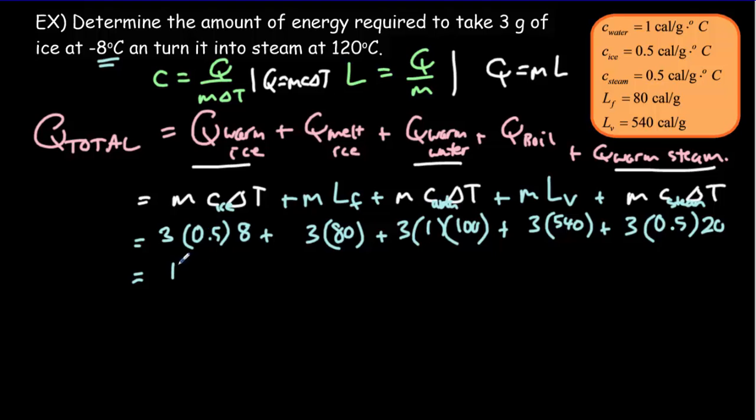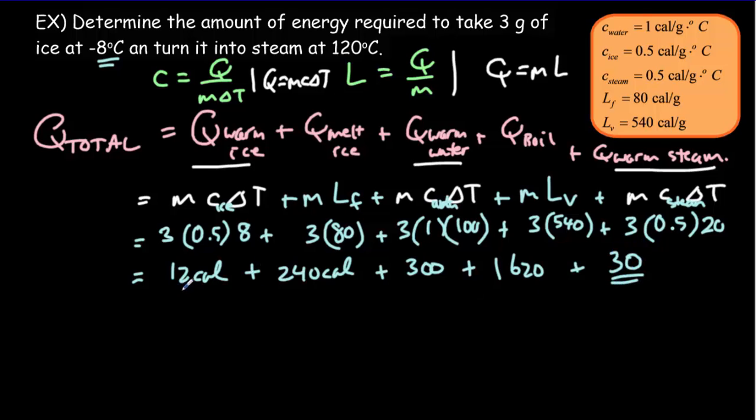This first term is going to come out to be 12 calories. Second term, 240 calories. Third term, 300 calories. Next term is very big. It's going to be 3 times 540, or 1,620 calories. And the last term is going to be 30 calories. And so we can see here that the terms at the beginning and the end are quite a bit smaller than the other terms. The biggest amount of energy is required in breaking those liquid bonds and turning the liquid into a gas. And you should get an answer there of about 2,200 calories, going to 2 significant digits.